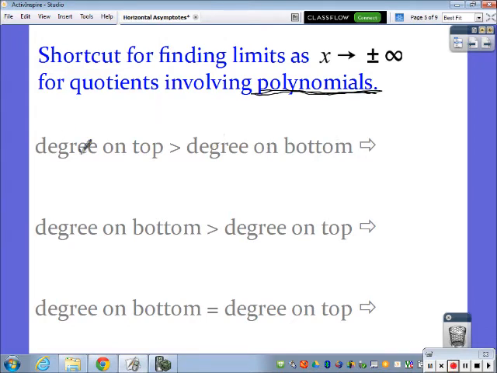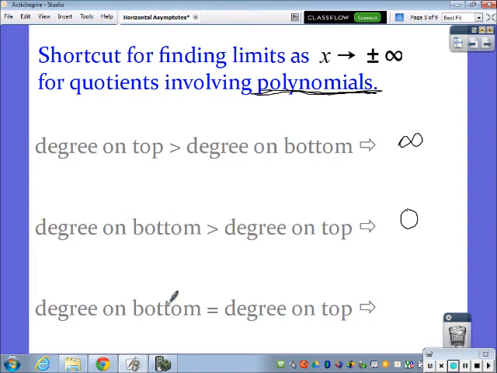If the degree of your polynomial on top is greater than the degree of your polynomial on bottom, it will be infinity. Because think, if it's infinitely getting bigger on top than on bottom, that's going to be infinite. If the degree on the bottom is greater than the degree on the top, that's the case we have with our first example, where the bottom of the fraction gets infinitely bigger than the top, so we are approaching 0.